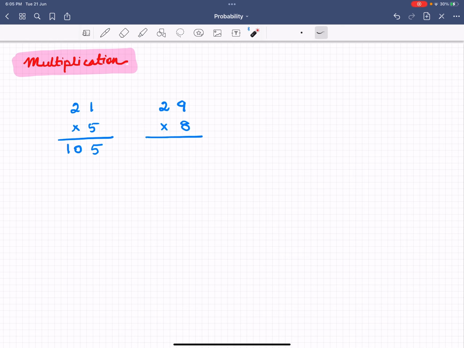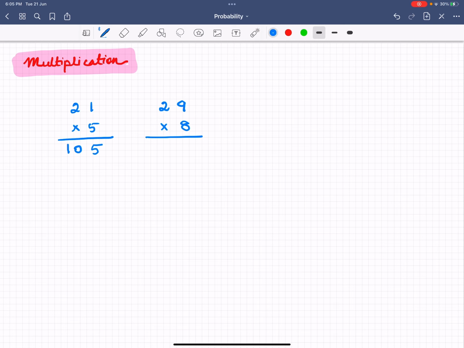So we have to multiply the number 8 with 9. So 8 into 9 gives us 72. 72 is a two-digit number. So the number that is in units place, 2, we write it down here. And the number which is in the tens place, 7, we put it up as a carryover.